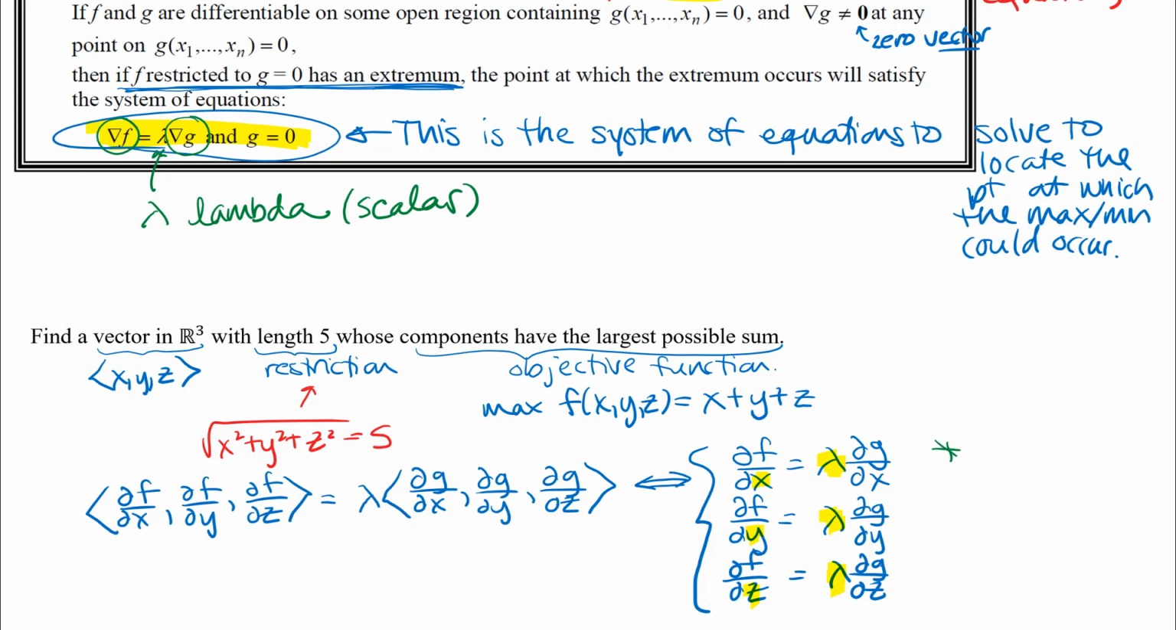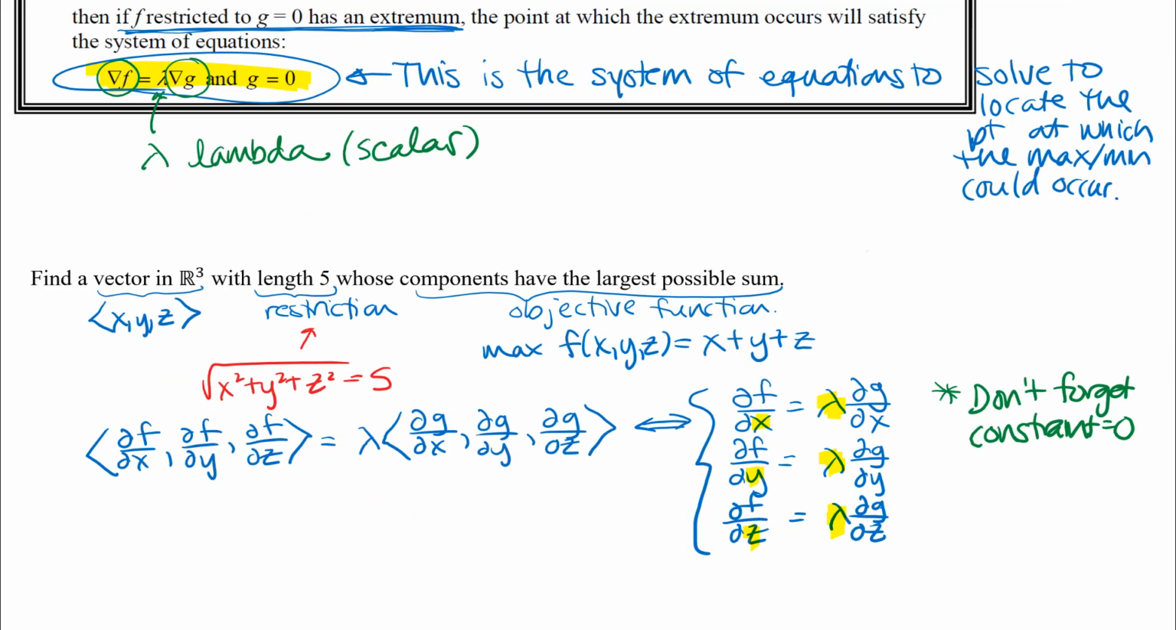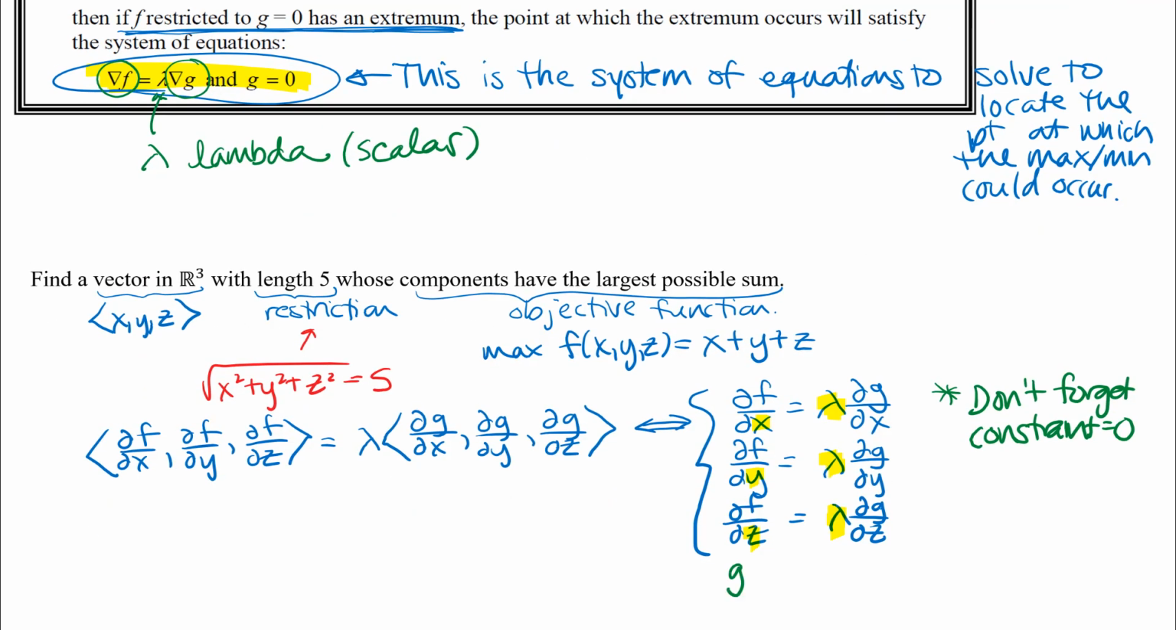A lot of students tend to forget the constraint as one of the equations in the system. So one of my tips for you when you're doing these problems is don't forget that you have the constraint equals 0 as one of the equations in the system that you're trying to solve.